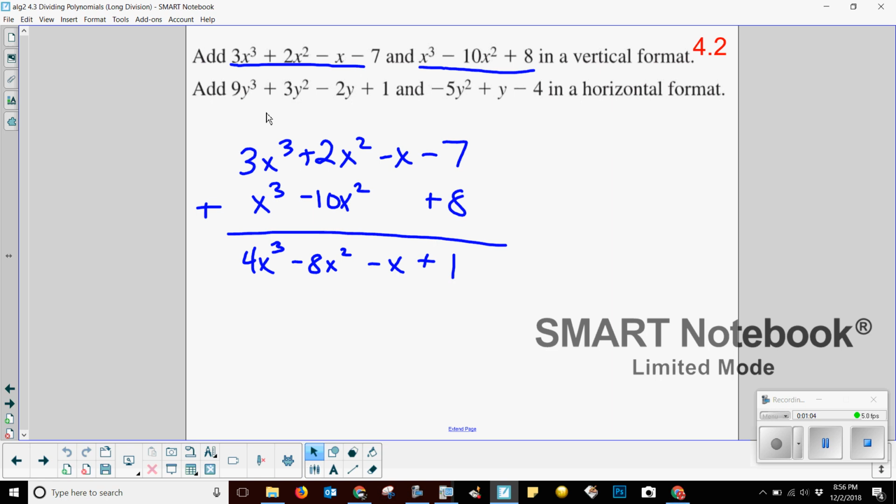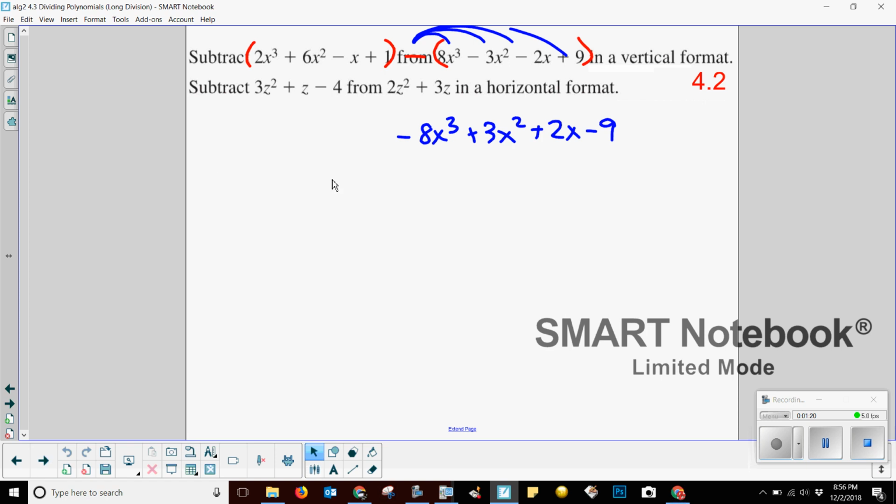Add in vertical or add horizontal, this is combining like terms. Vertical means we'll just take this and put it underneath. Once they're vertical, you just match up same variable, same exponent, and combine like terms. Subtract is distribute a negative to the second one and then do exactly what we just did when we added.